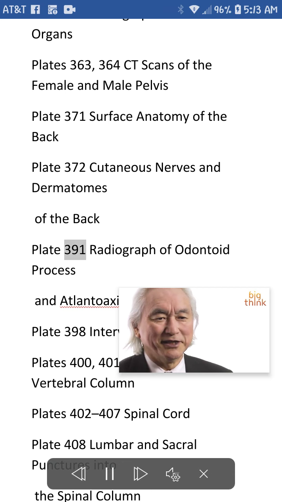Plate 391, radiograph of odontoid process and atlantoaxial joints. Plate 398, intervertebral discs. Plates 400, 401, radiograph of the vertebral column. Plates 402 to 407, spinal cord. Plate 408, lumbar and sacral punctures into the spinal column.